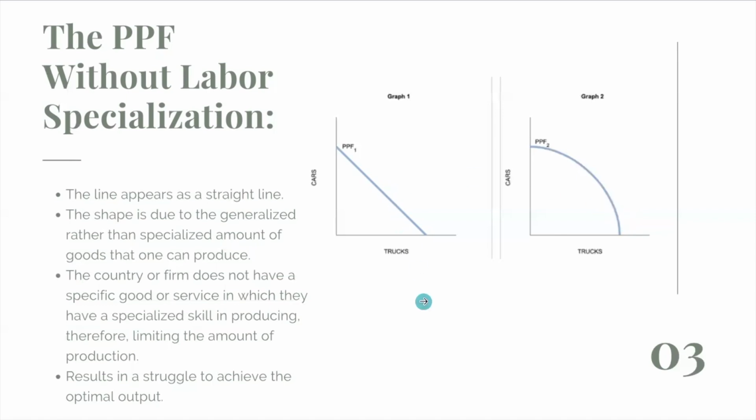So yeah, the shape is due to the generalized rather than specialized amount of goods that one can produce. The country or firm does not have a specific good or service in which they have a skill in producing, so it limits the amount of production. And because of this limit, it results in a struggle to achieve the optimal output. So it is typically preferred that a country or firm produces a good that they know that they can produce efficiently and have an optimal output.